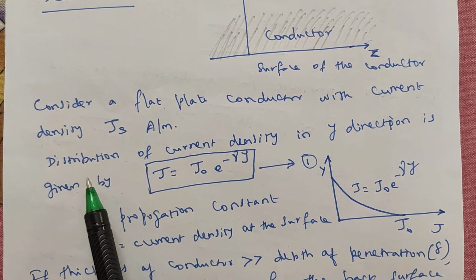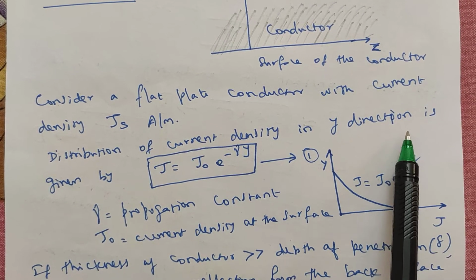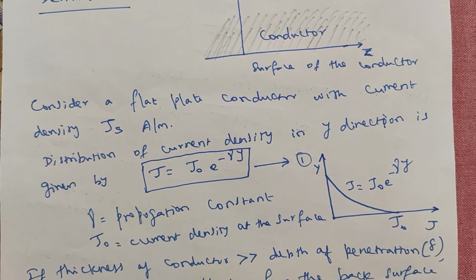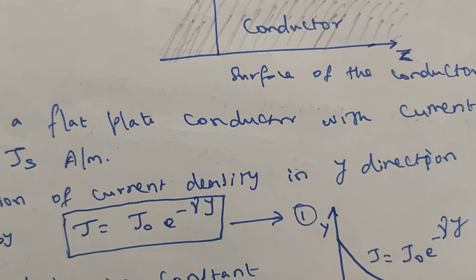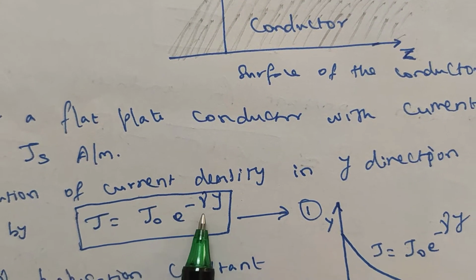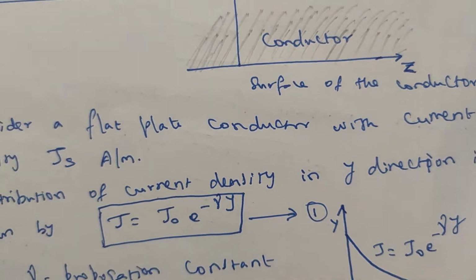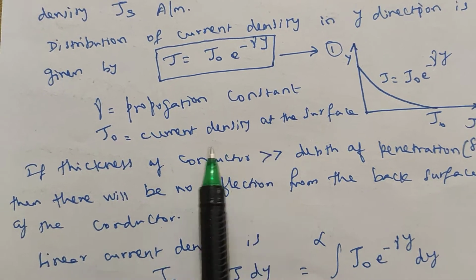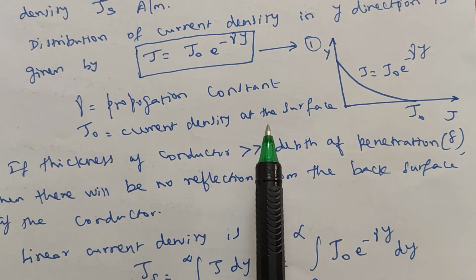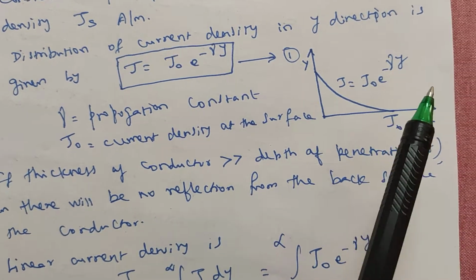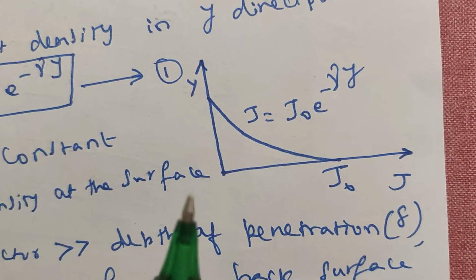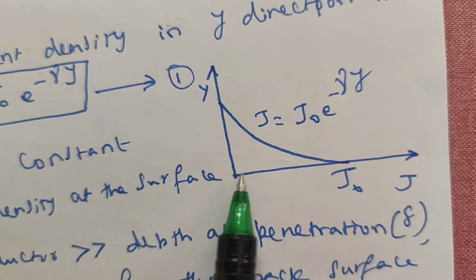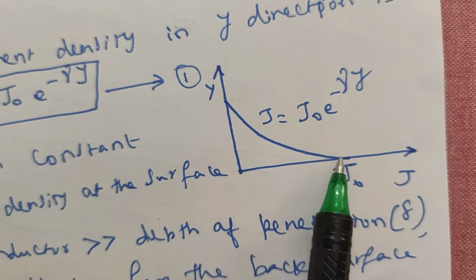Because of this, the current density will be distributed in Y direction, that is perpendicular direction to the surface of the conductor, which is given by J is equal to J0 e power minus gamma Y, where gamma is the propagation constant and J0 is the current density at the surface. So from this equation we can plot the distribution of the current density, which is an exponentially decreasing curve.